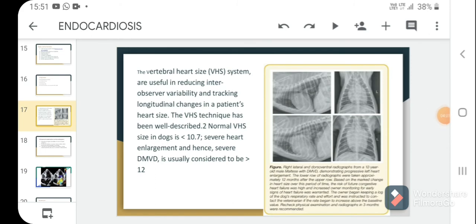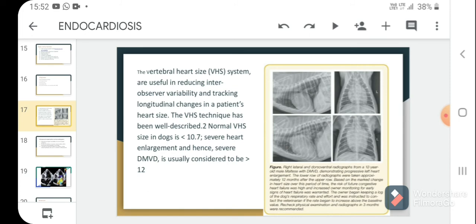Now let's look at the radiography. Actually, measuring heart size is extremely useful in assessing the severity of this disease. Thoracic radiography is a relatively simple and cost-efficient tool for assessing heart size and identifying the presence of pulmonary venous distension or edema. Measurement systems such as the vertebral heart size system are useful in reducing inter-observer variability and tracking longitudinal changes in a patient's heart size.